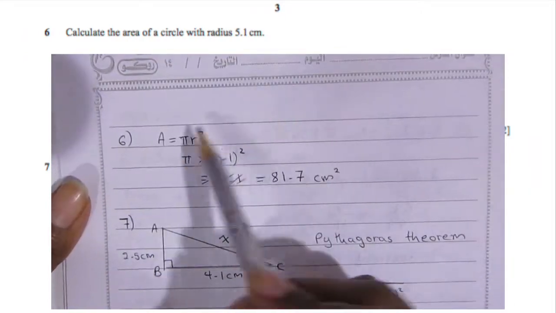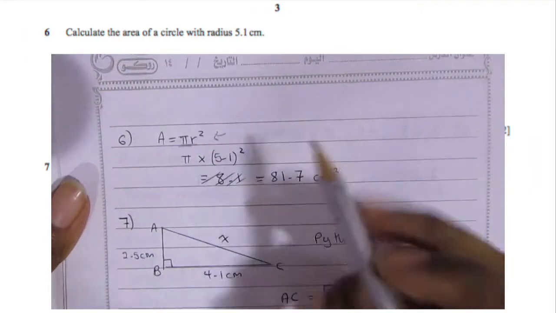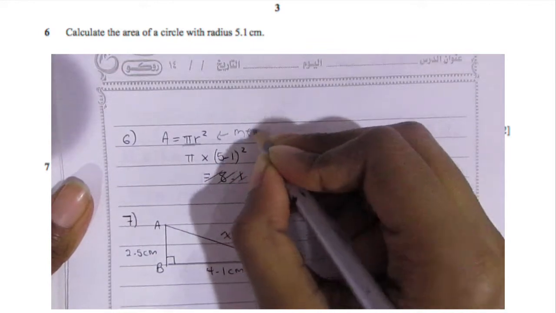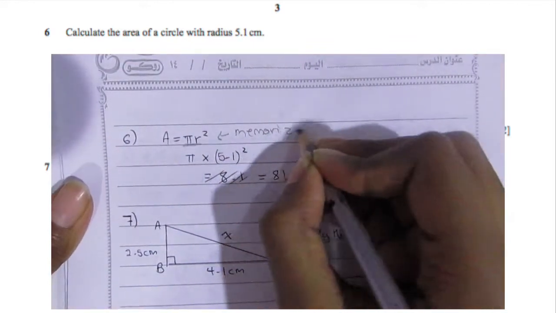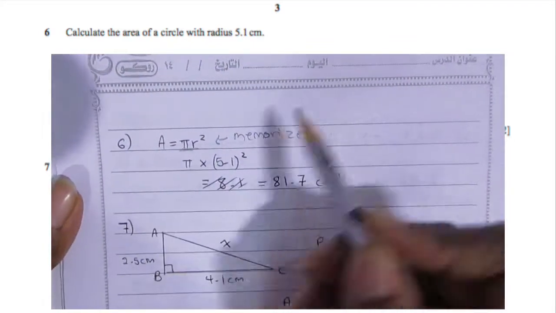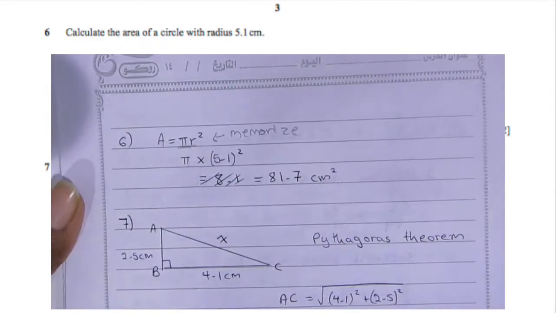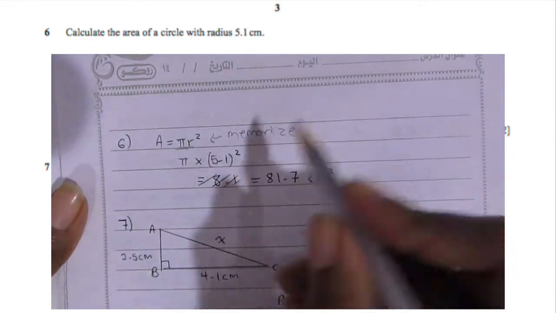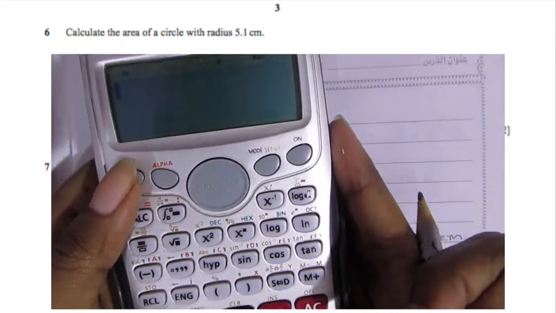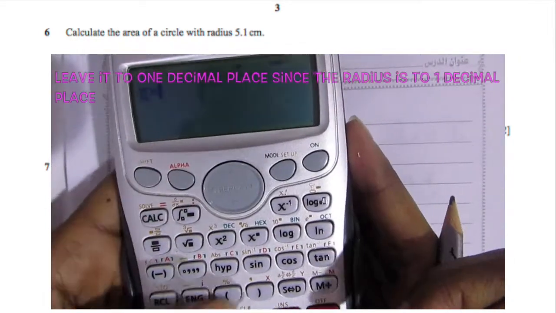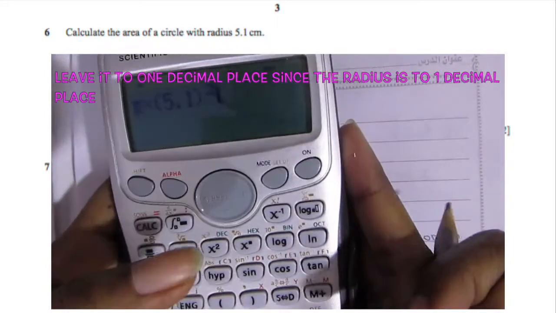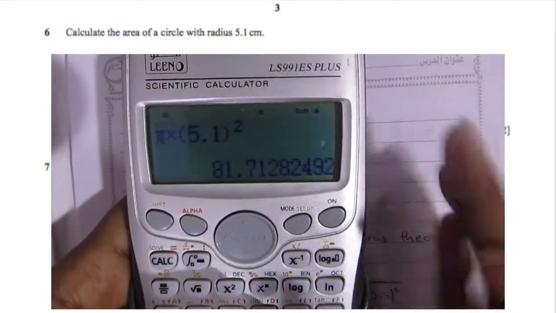Now calculate the area of a circle with the radius 5.1 centimeters. You're going to use the formula for the area of a circle, and you need to memorize that, pi r squared. r is the radius of 5.1, and you're going to square that, so pi times 5.1 squared will give you the answer. And we're going to leave it to 3 significant figures, which is 81.7 centimeters squared.